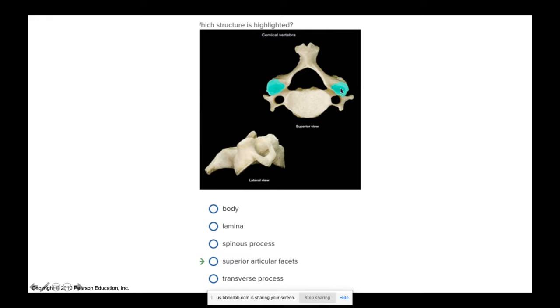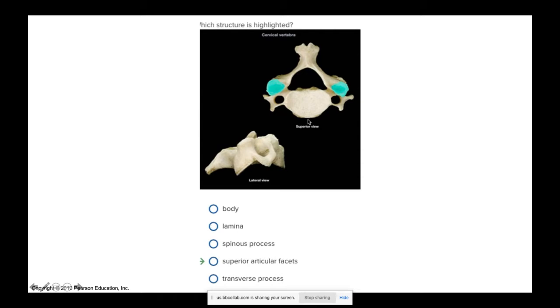This is the superior view, so this would be the superior articulating facets. And again, it's a cervical vertebrae because we could see the bifid spinous process. Here's the body, here's the TPs, the transverse process, here's the transverse foramen, here's a lamina, and here's a lamina. Here's the vertebral foramen for the spinal cord. The intervertebral discs would sit right here on the body. So if there's a herniation, the herniation or disc bulge can push back and put pressure on the spinal cord.